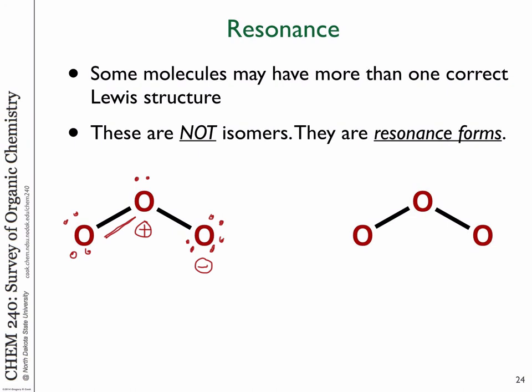But that doesn't represent other structures. I could easily do it by putting the double bond between the other 2 oxygens. And I could draw it like this. Okay. Which of those is correct? Neither. What exists is something in between. Those are resonance forms for the 2 extremes. What actually exists in between is something else.